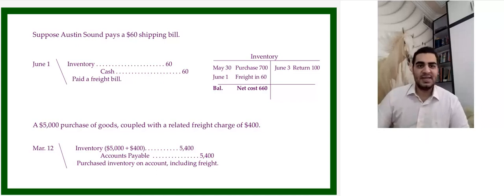The next transaction says a $5,000 purchase of goods coupled with a related freight charge of $400. So in May 2012, our inventory is debited for $5,400 because we added the freight charge of $400 as well. And obviously our accounts payable is credited for the same amount.